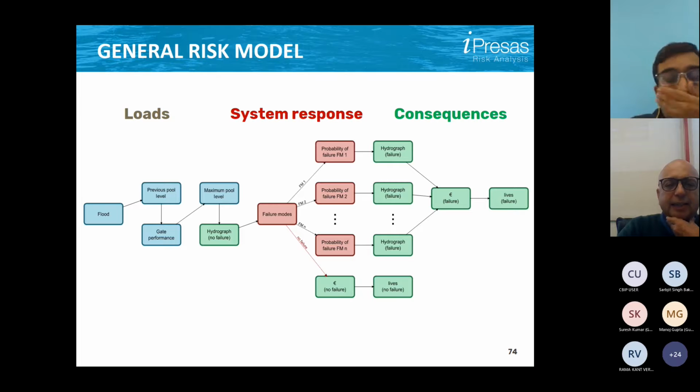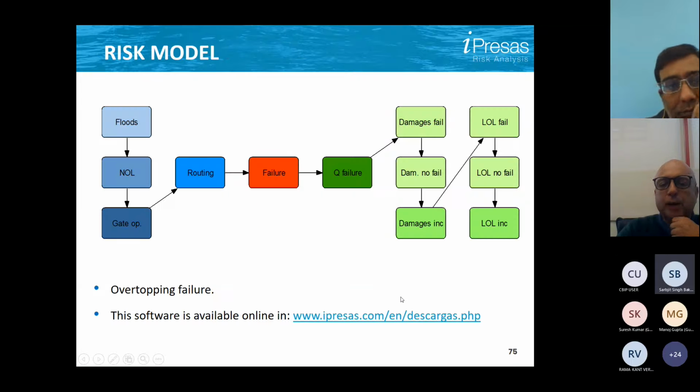So this is the general structure. As I mentioned, we will have to say something about the floods, the previous pool level, gate performance, the maximum pool level, the non-failure and failure modes, and the consequences. But we are doing a simplified model, which will look like this.